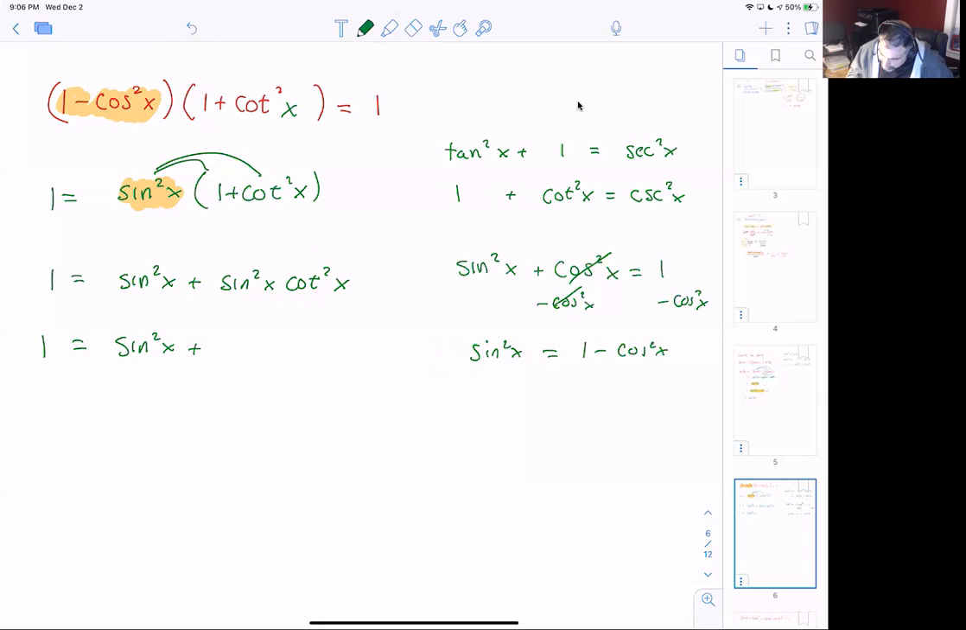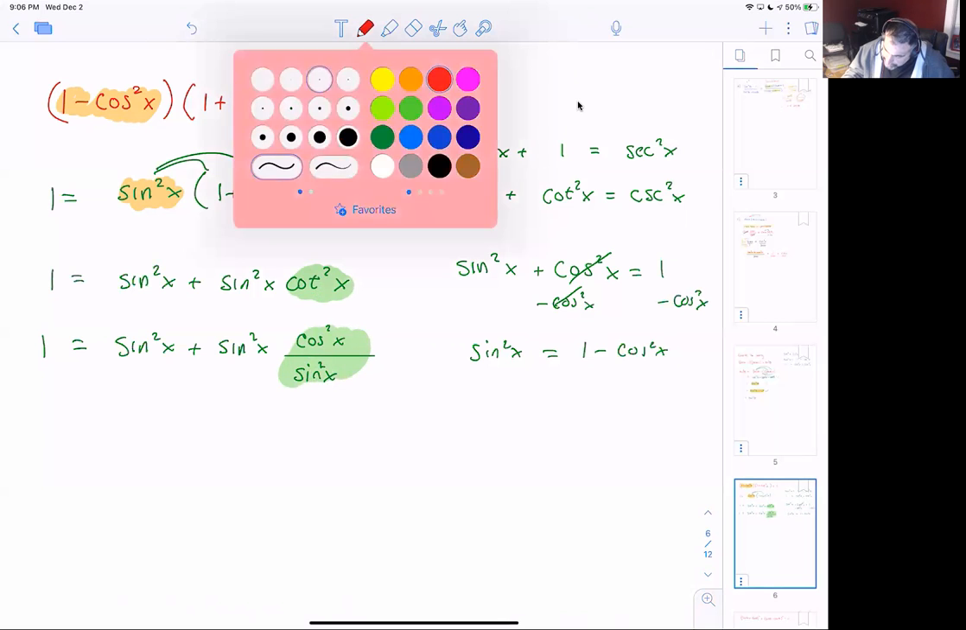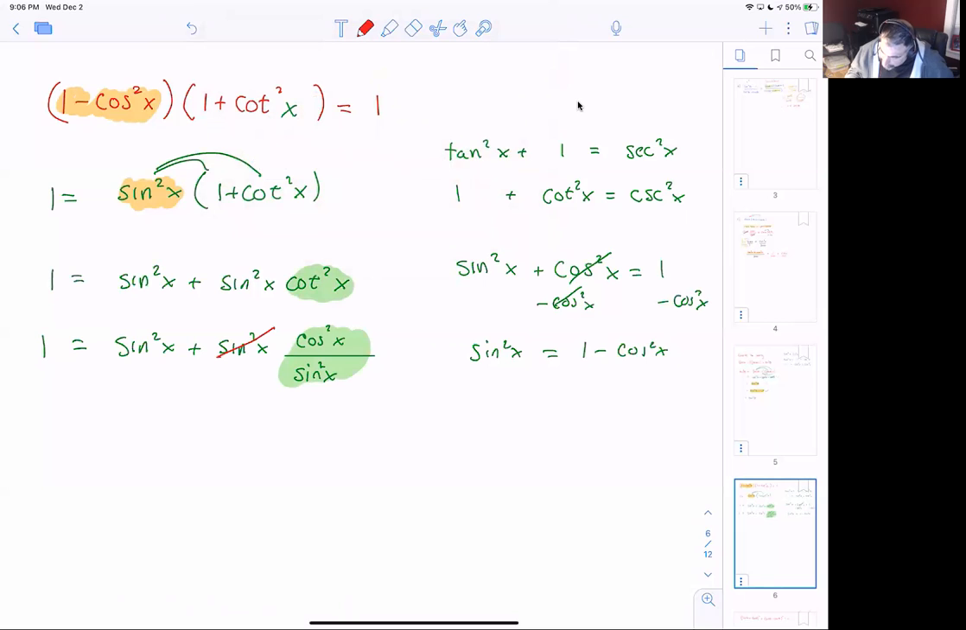One of my favorite things to do is to write everything in terms of sine and cosine. See how everything relates. Cotangent, you may remember, is cosine over sine. But if I'm squaring it, that means I'm going to get cosine squared over sine squared. So what I've done here is replaced this cotangent squared with its equivalent in terms of sines and cosines. Now by doing that, something great's going to happen. I've got a sine squared on the top and a sine squared on the bottom. Those are going to cancel.